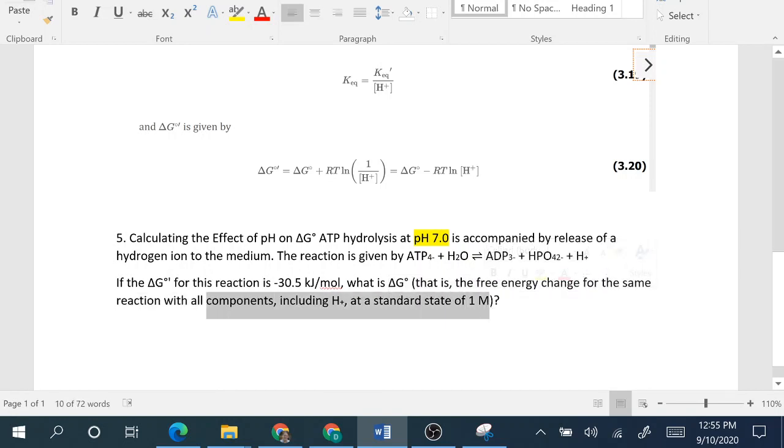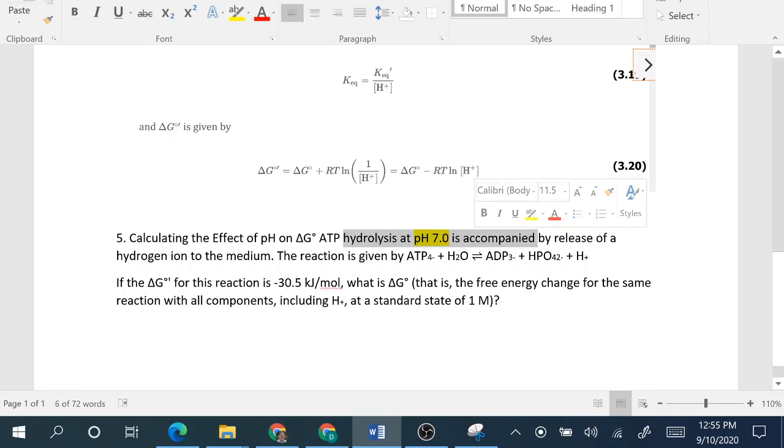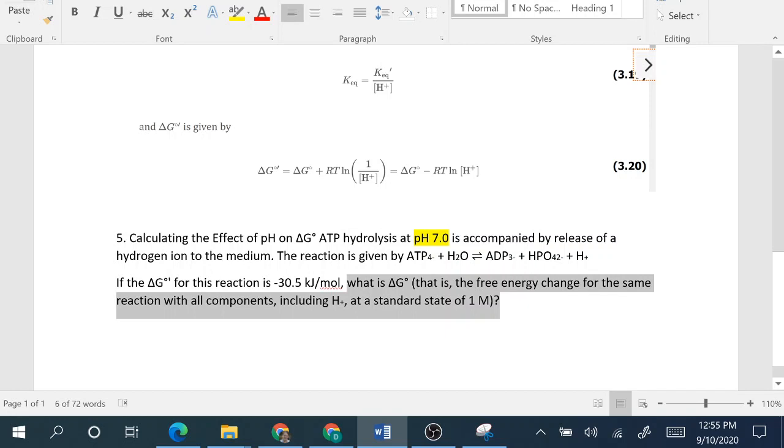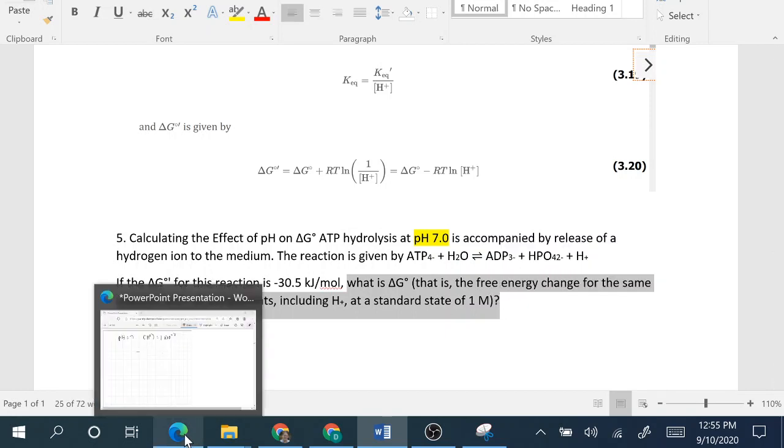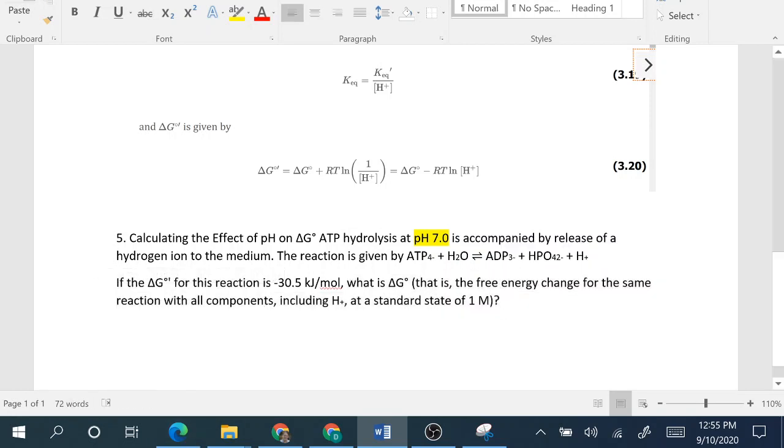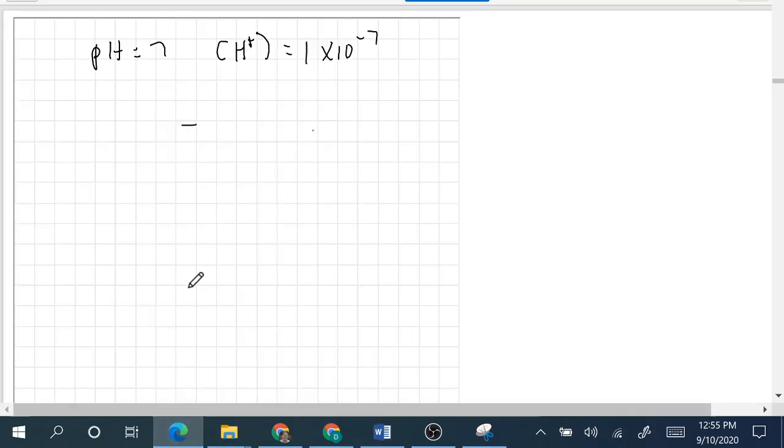So this problem is not stated correctly. What they mean is that all components are at the delta G naught prime standard state, and everything except H plus is 1 molar, because it says it's at pH 7, and the study guide works this with a hydrogen ion concentration of 1 times 10 to the minus 7. So this problem is incorrectly stated, and we're going to work it as though it says just pH 7 here, and everything else is 1 molar.